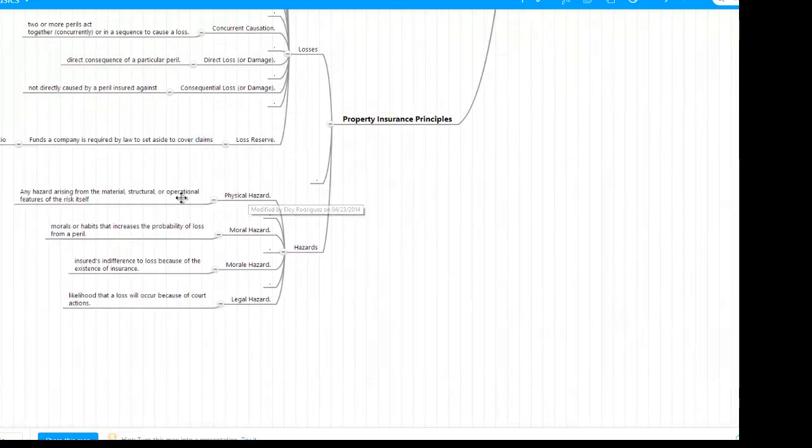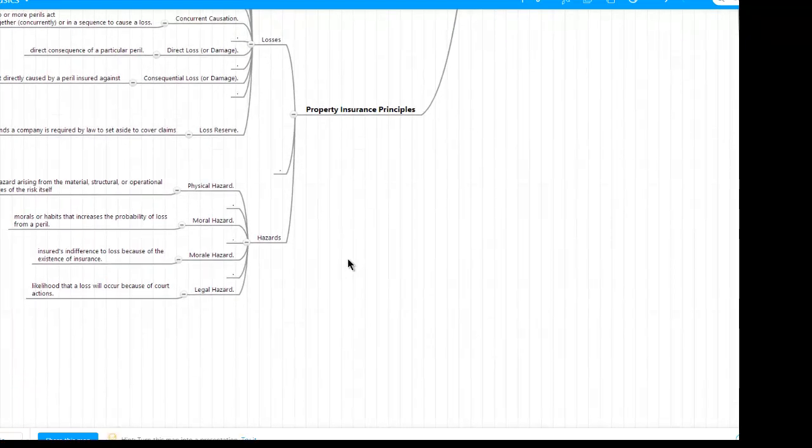Physical hazards: any hazard arising from the material structure or operational feature of the risk itself. Moral hazard: moral hazards are habits that increase the probability of loss from a peril. So, moral hazard could be just one's habit of treating particular hazards.